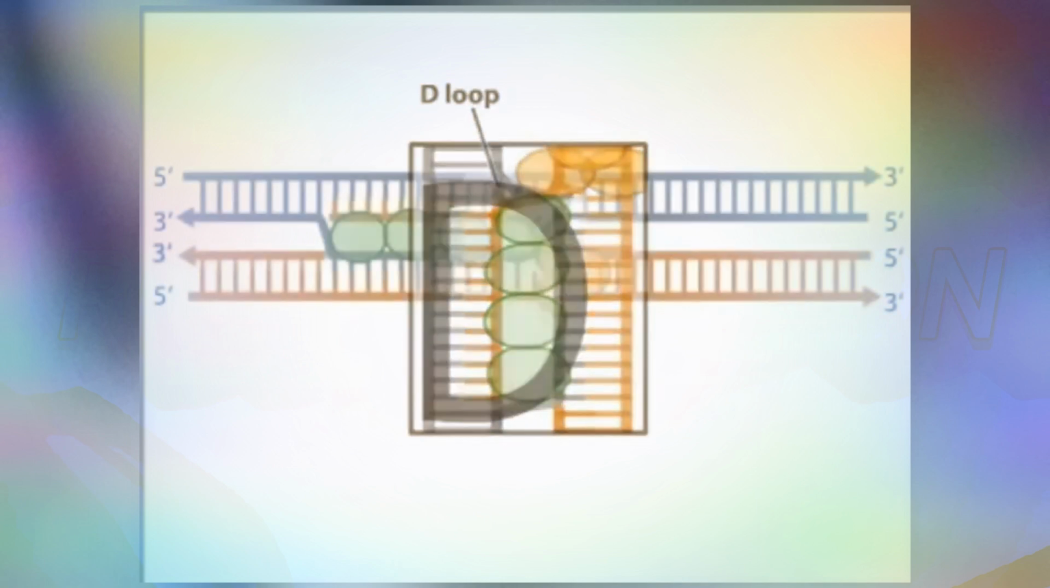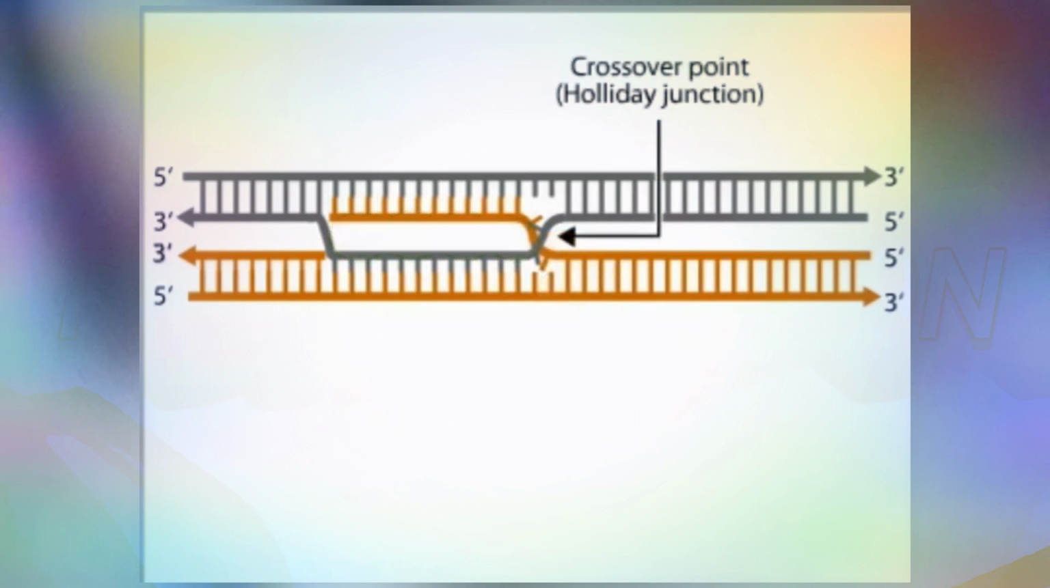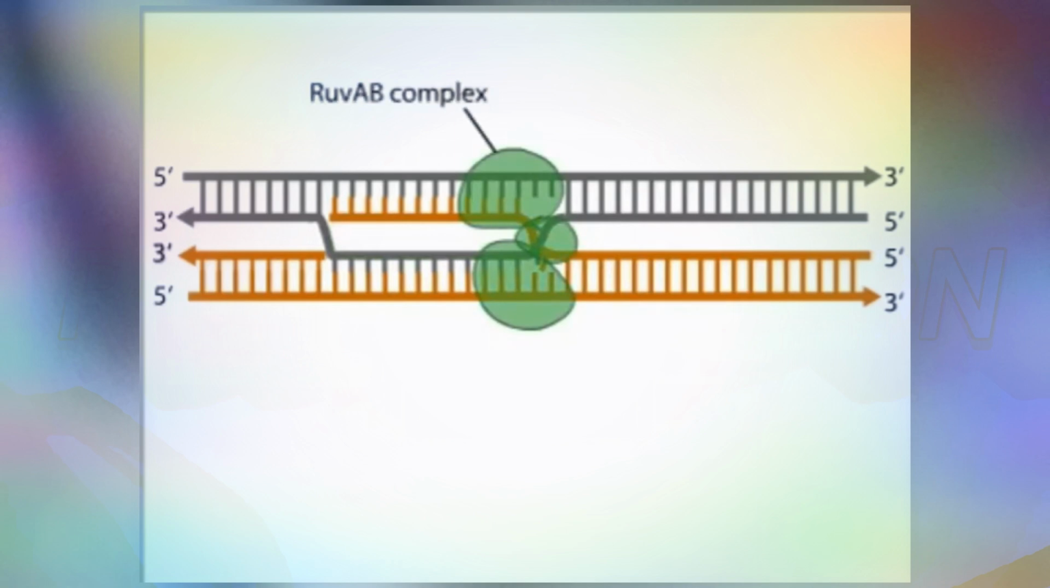Notice that this strand invasion reaction results in a D-loop formation. It's shaped like a letter D. The donor single-stranded DNA has invaded the homologous region in the double-stranded DNA recipient molecule and displaces its like strand. At this point, a single-strand crossover called a Holliday junction has been made.